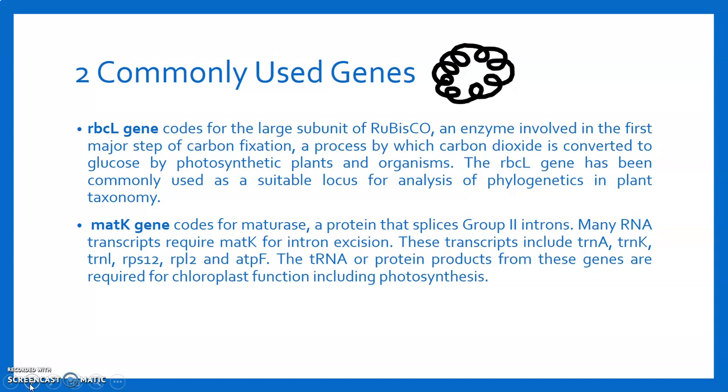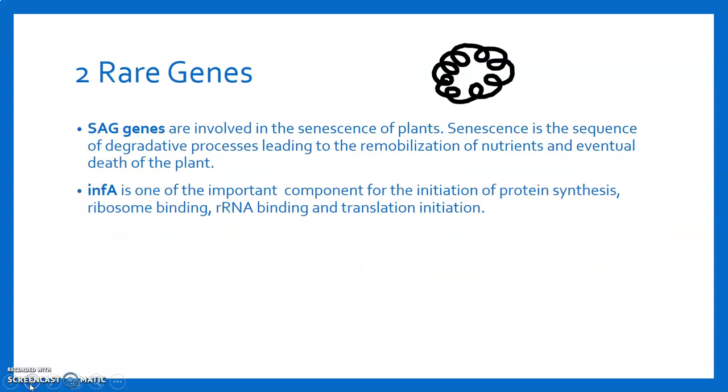The next gene is the MATK gene, which codes for maturase, a protein that splices group 2 introns. Many RNA transcripts require MATK for intron excision. These transcripts include tRNA, trnK, trnL, RPS12, RPL2, and ATPF. The tRNA or protein products from these genes are required for chloroplast function, including photosynthesis.